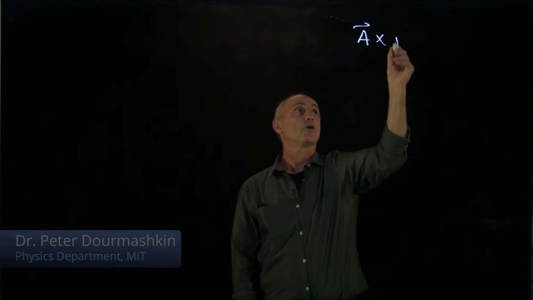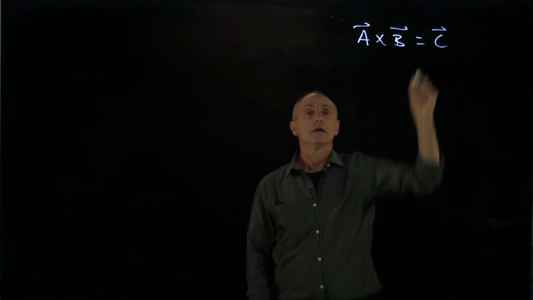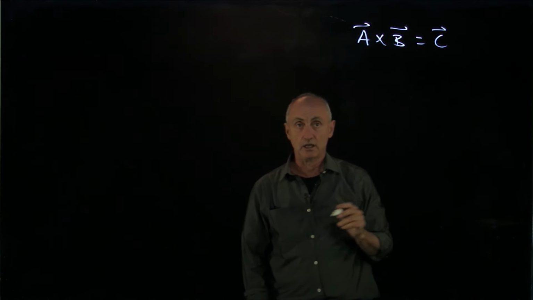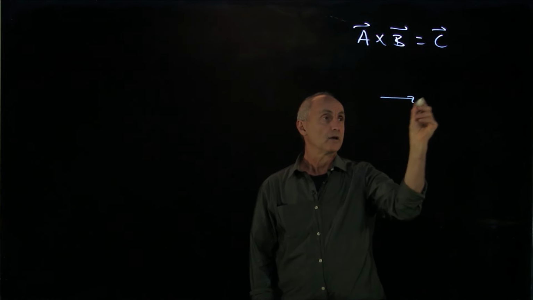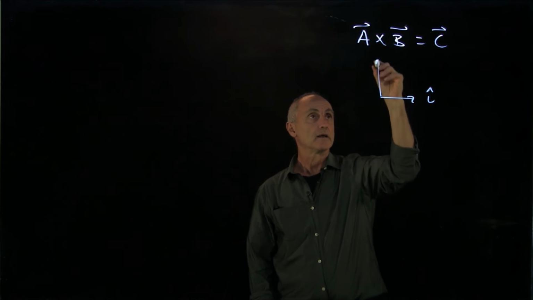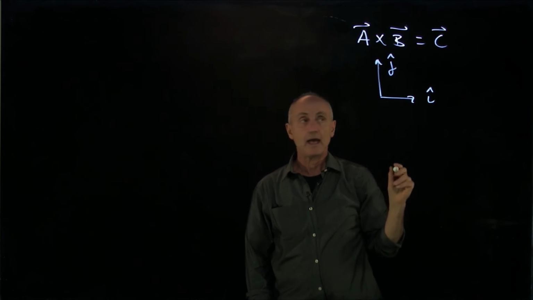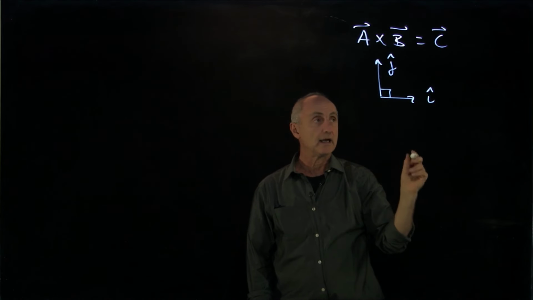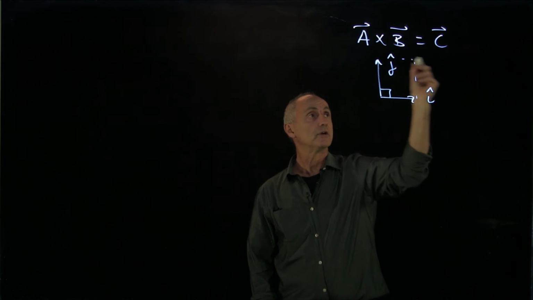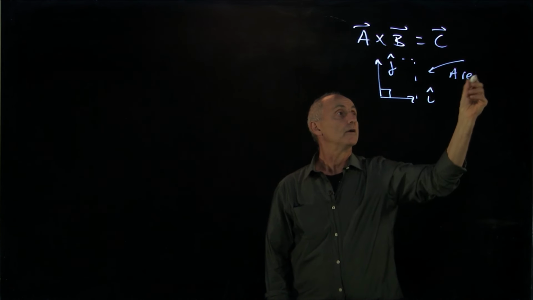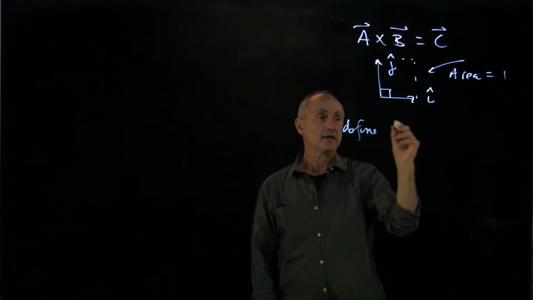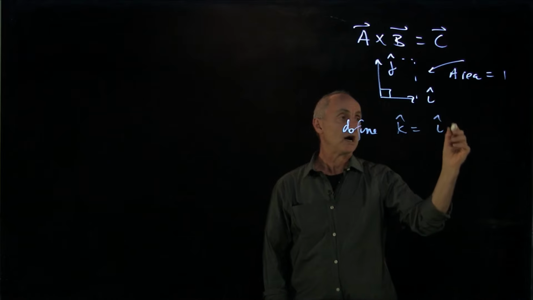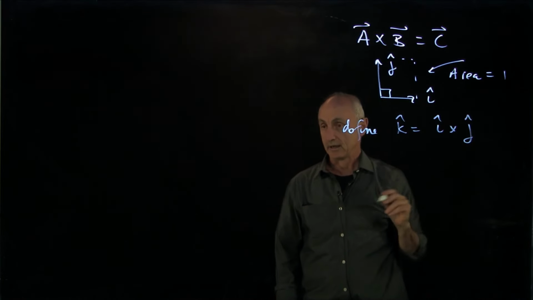So when we have a vector product of two vectors, A cross B equals C, let's compute that vector product in different coordinate systems. So let's begin by choosing two vectors, i hat and j hat. And notice they're at a right angle. And because they're unit vectors, the area here is equal to 1. And I want to define k hat to be equal to i hat cross j hat.